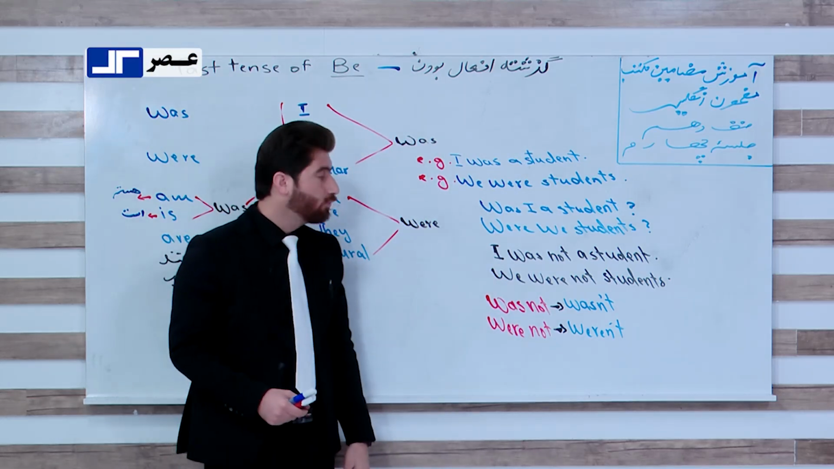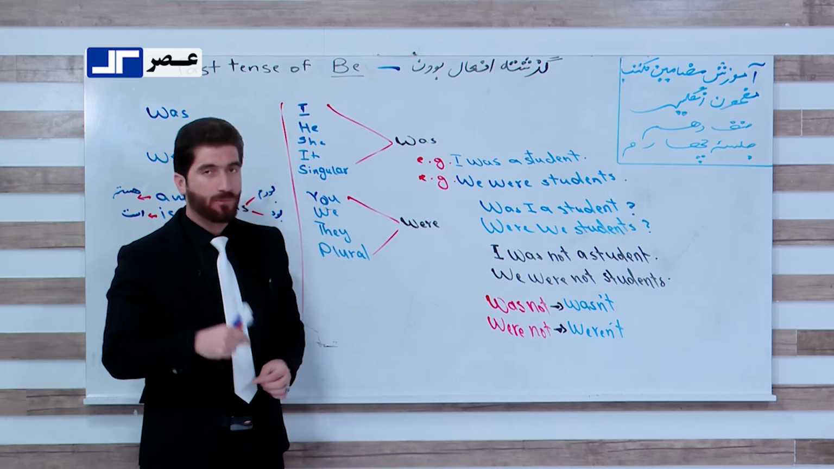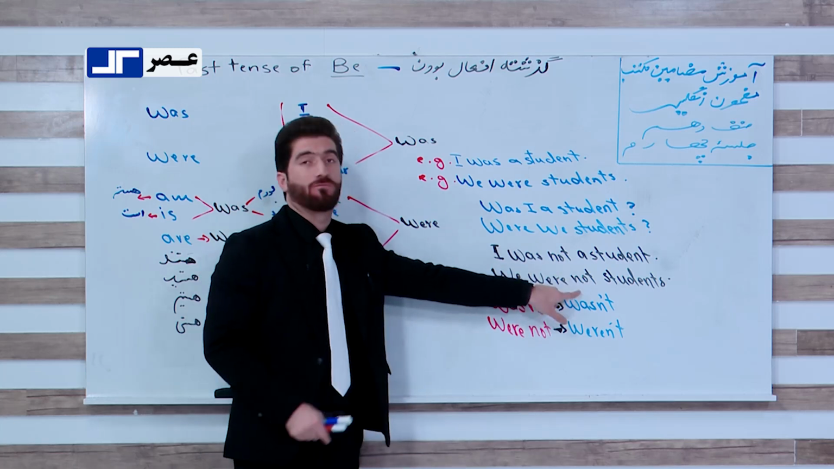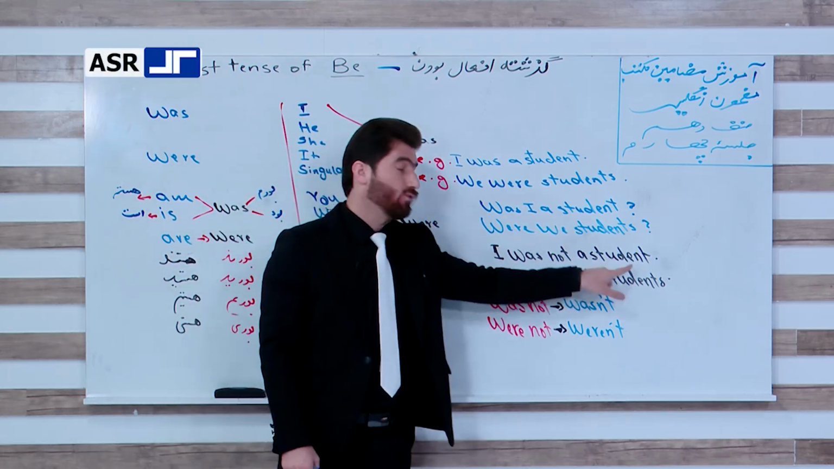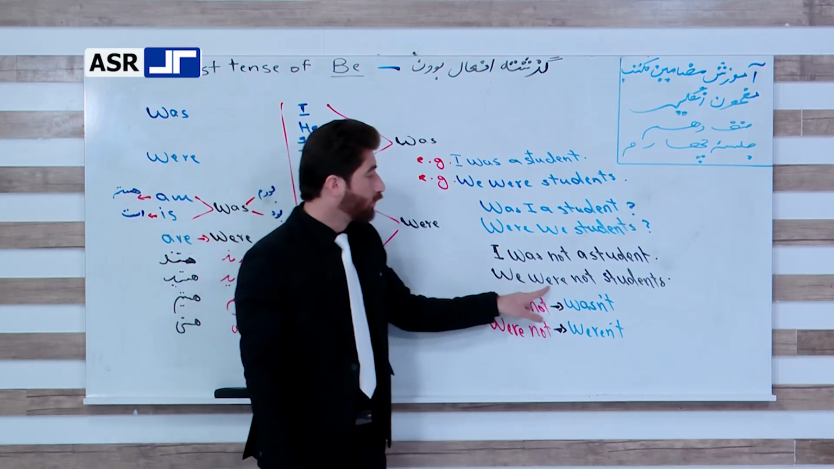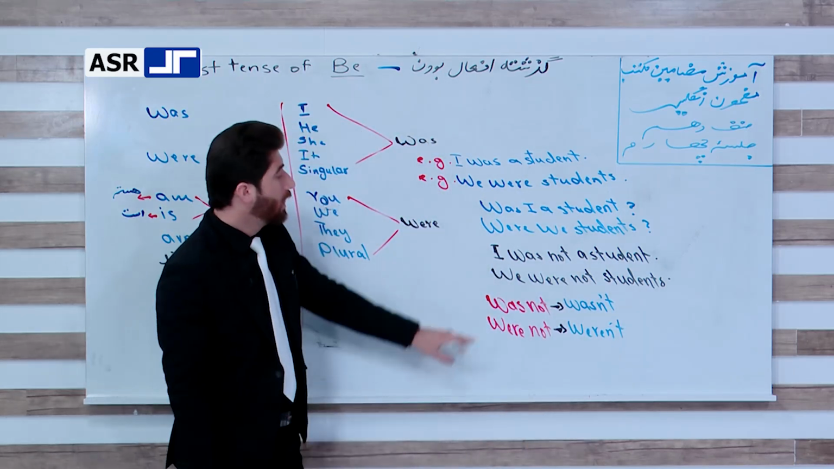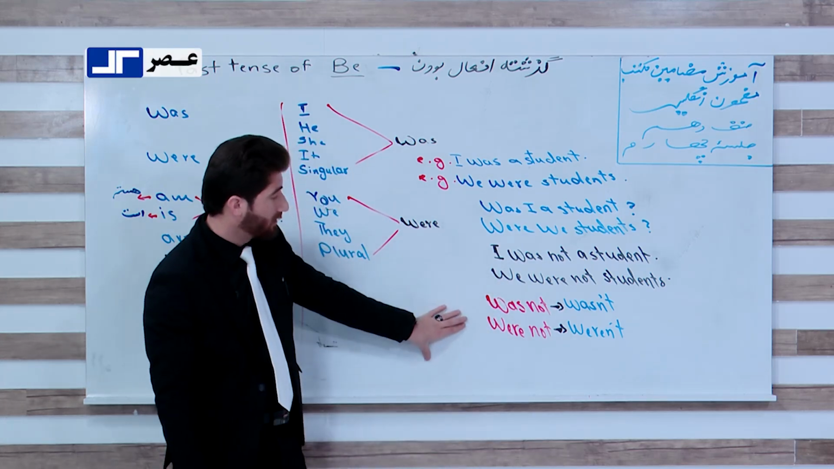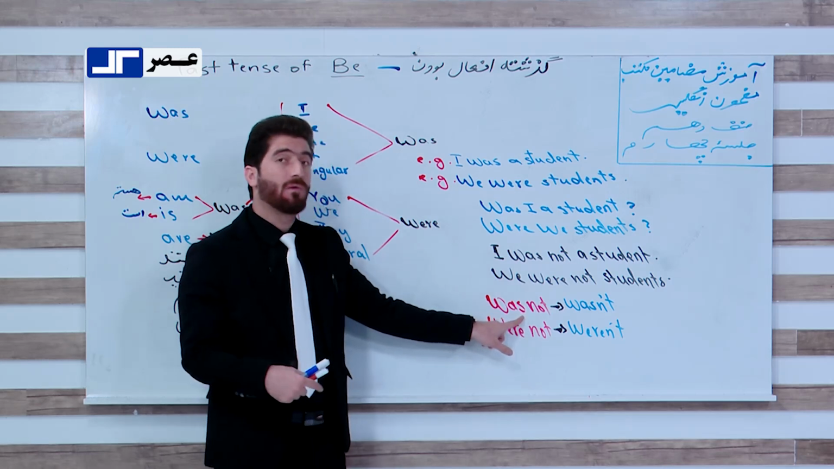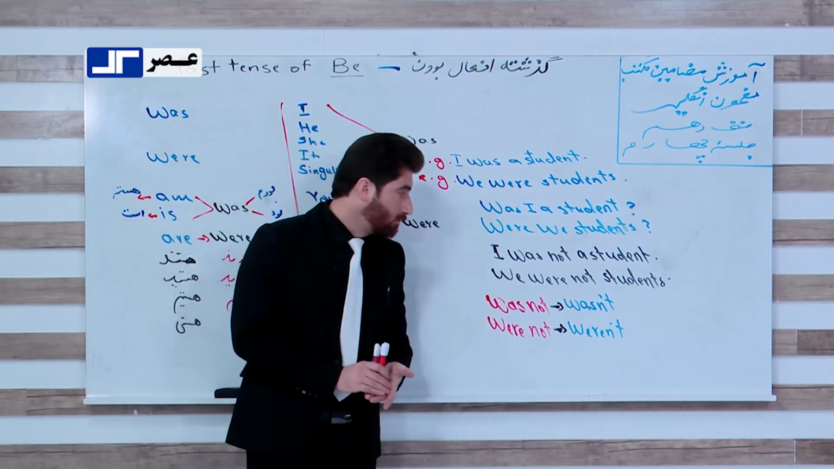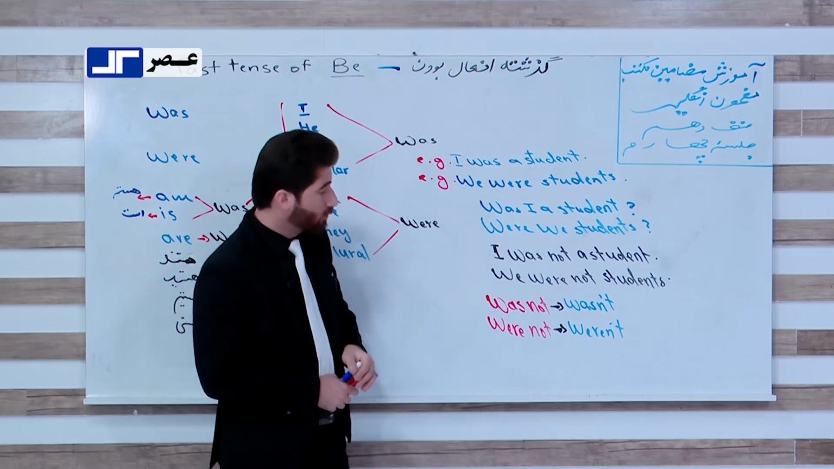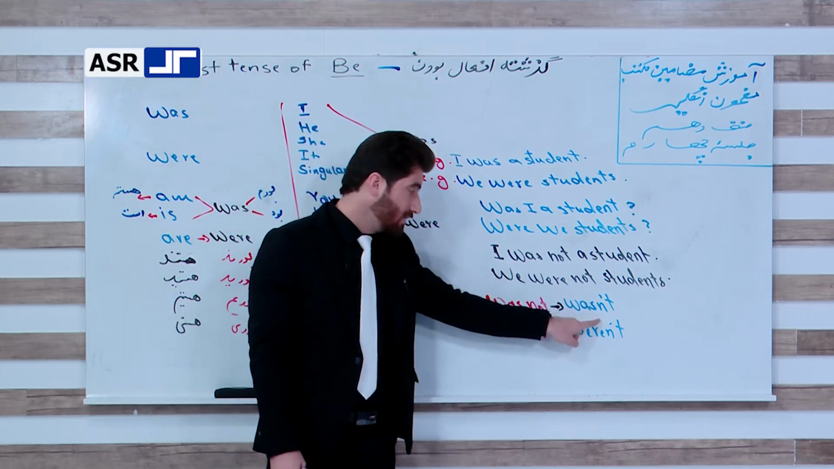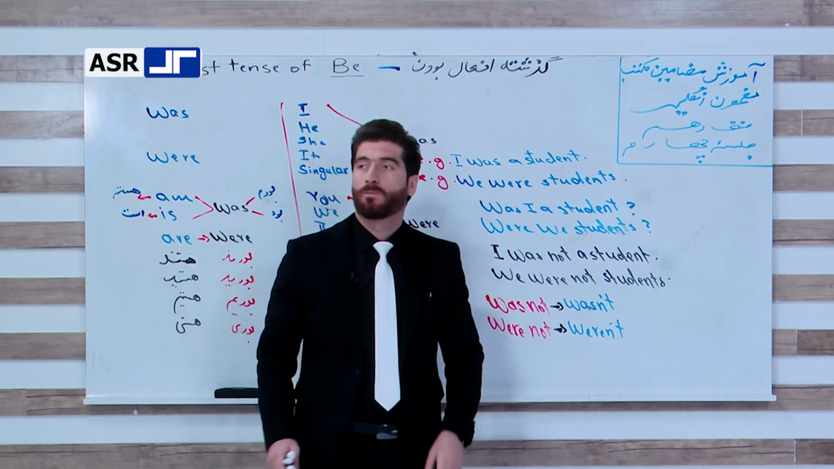But for negative, we add the adverb not after was and were. For example, I was not a student. We were not students. And if we want to contract was not and were not, they will be like this: was not becomes wasn't and were not becomes weren't.